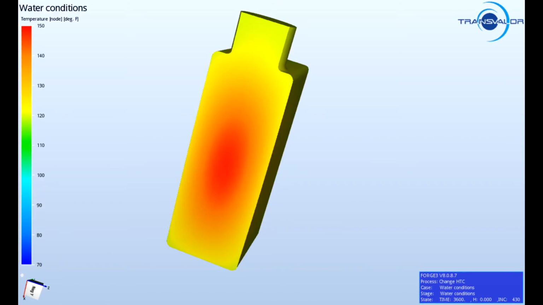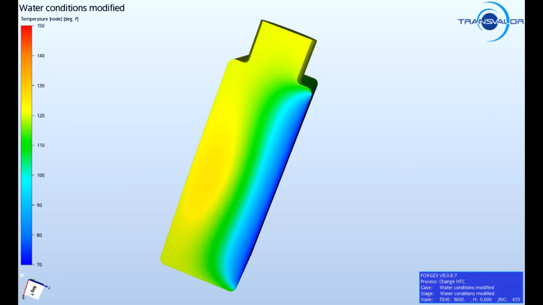Here is a closer look at the reference case. We have reset the scale to focus on the final result of the quenching. Using the same scale, we can compare to the modified case, showing a clear heterogeneity due to the effect of the jet on the right-hand surface of the part.